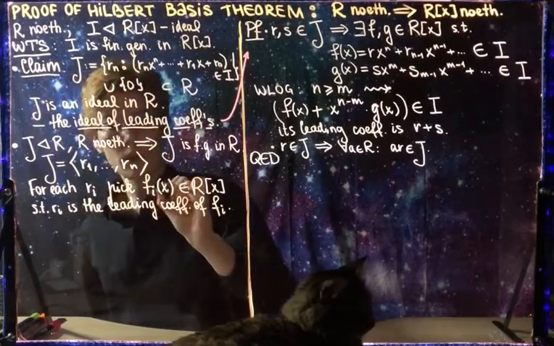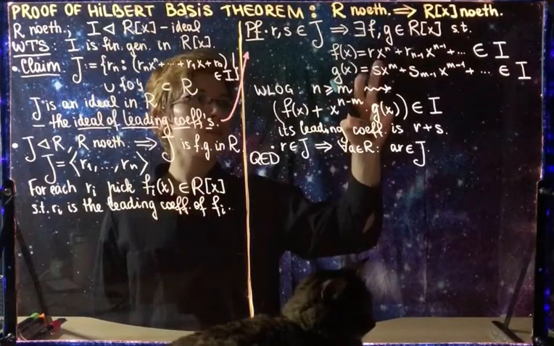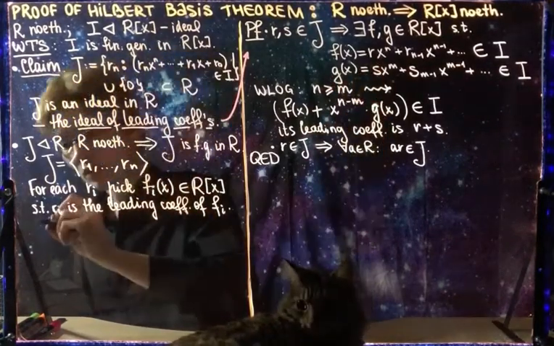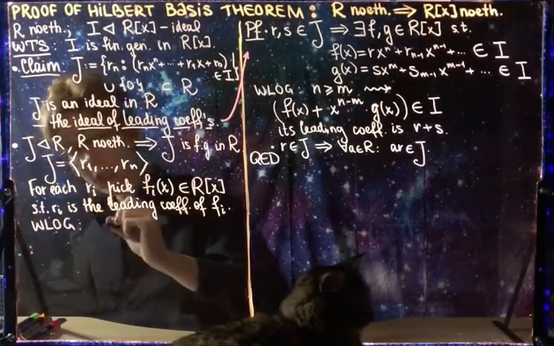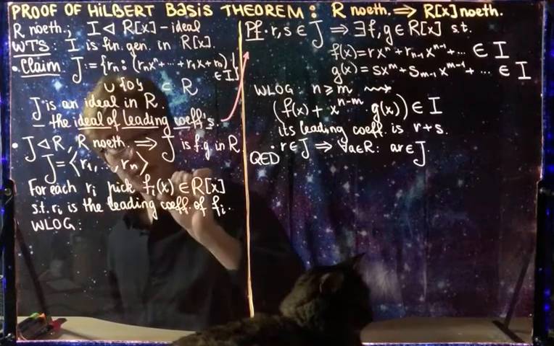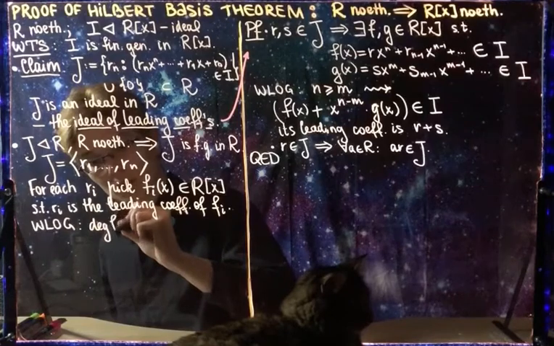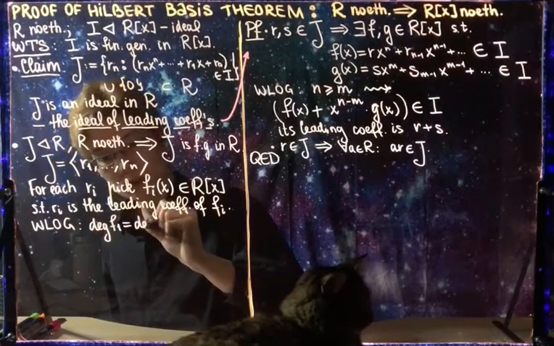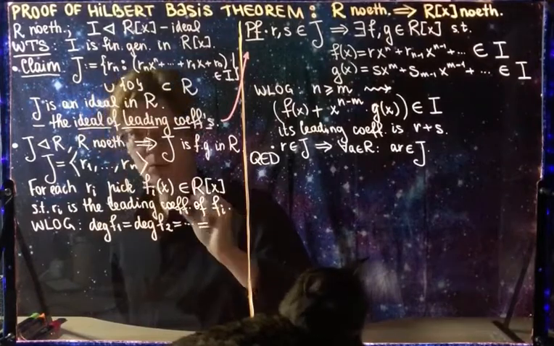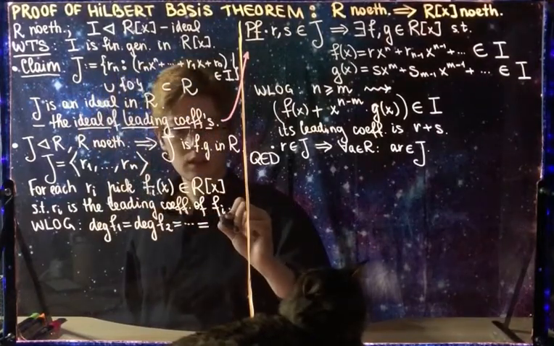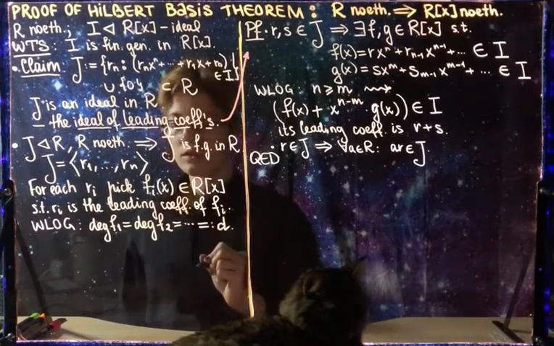We can multiply each polynomial by a power of x. So again, without loss of generality, we can assume that the degrees of all of these polynomials are the same. So the degree of f1 is equal to the degree of f2, etc., through fn. And let's say that the degree is d.